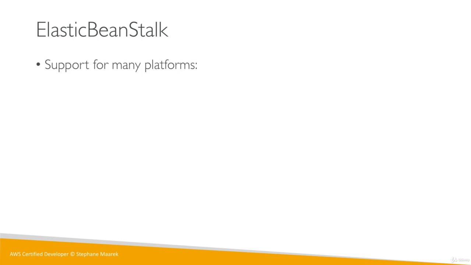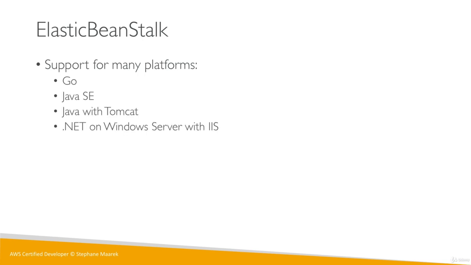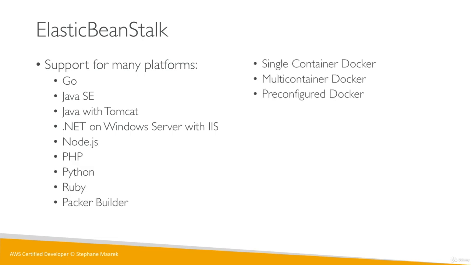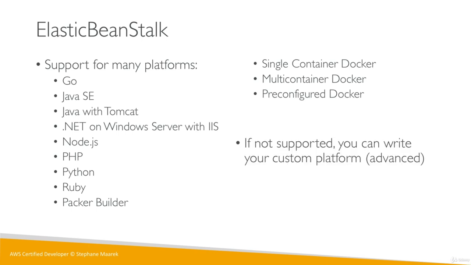So what can we deploy on Beanstalk? Well, it has support for a tons of platforms. And if your platform is not there, there's something weird. But Go, Java, Java Tomcat, .NET, Node, PHP, Python, Ruby, Packer, single container Docker, multi-container Docker, pre-configured Docker. And if your platform is not supported, you can write your own custom platform, although that is fairly advanced and not something that's expected of you as an associate developer. But that's the idea. With Beanstalk, we can do a lot of things. And so what we're going to do is deploy an app on Beanstalk. So we'll see you in the next lecture.